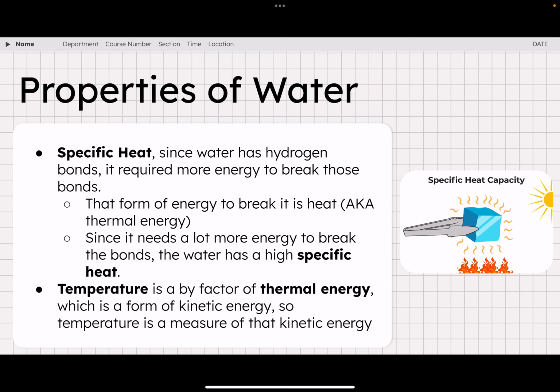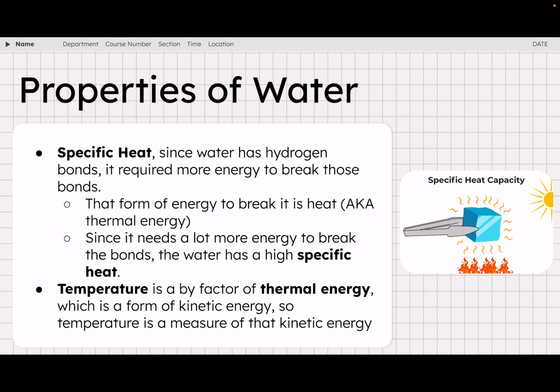Next is specific heat. Since water has hydrogen bonds, it requires more energy to break those bonds. Already they're covalently bonded, and now there's an additional layer of hydrogen bonds to break. If you want to heat up water into gas, you have to break those bonds to form it into gas. So this is another layer of bonds you must work with. It needs a lot of energy to break the bonds and disperse the molecules.